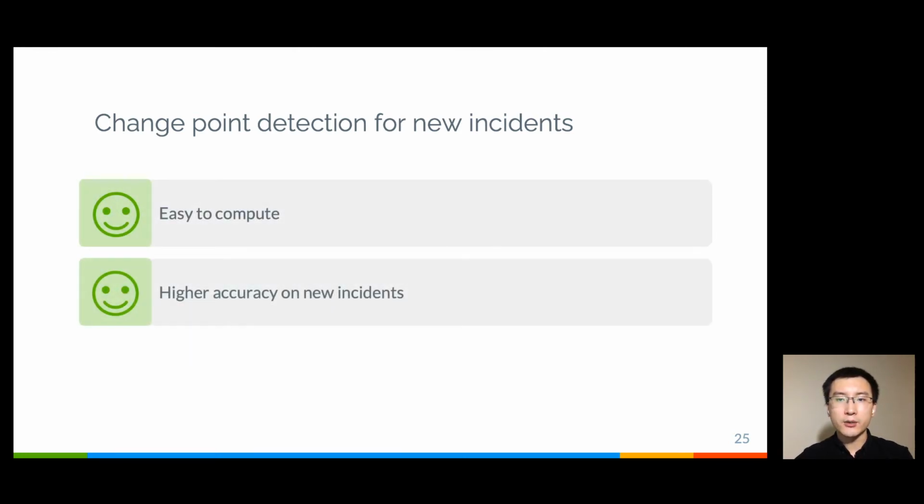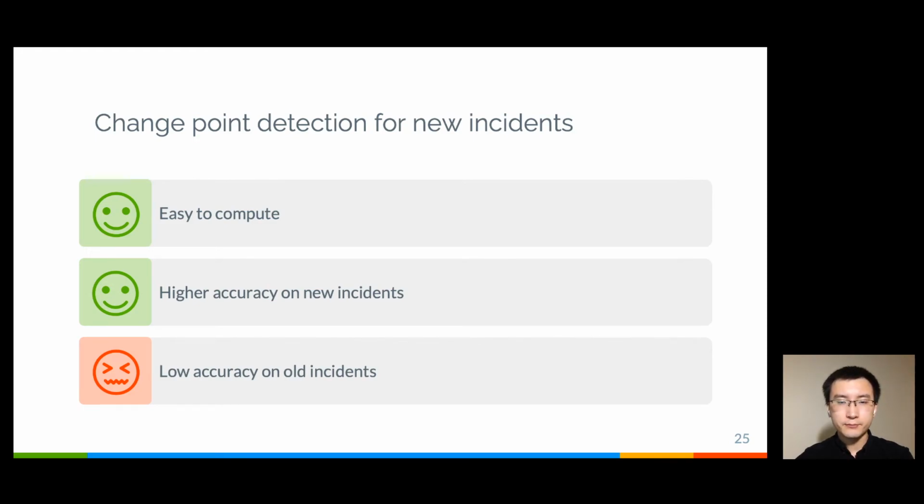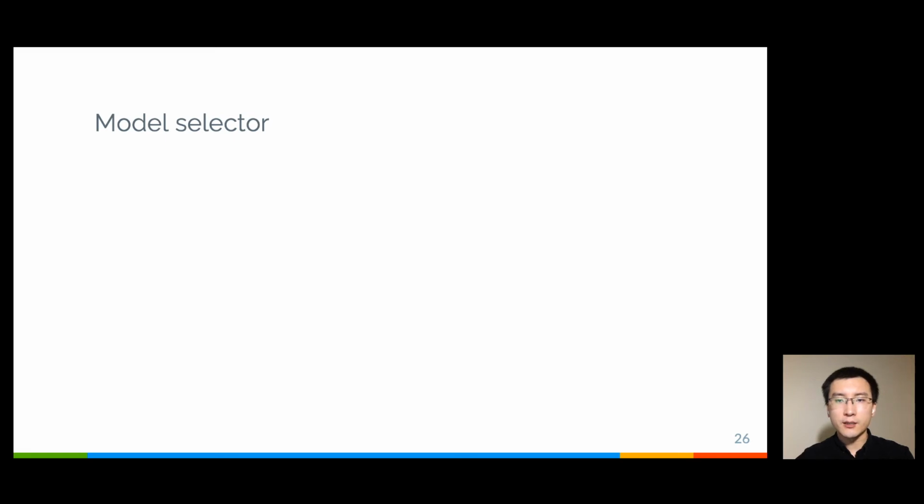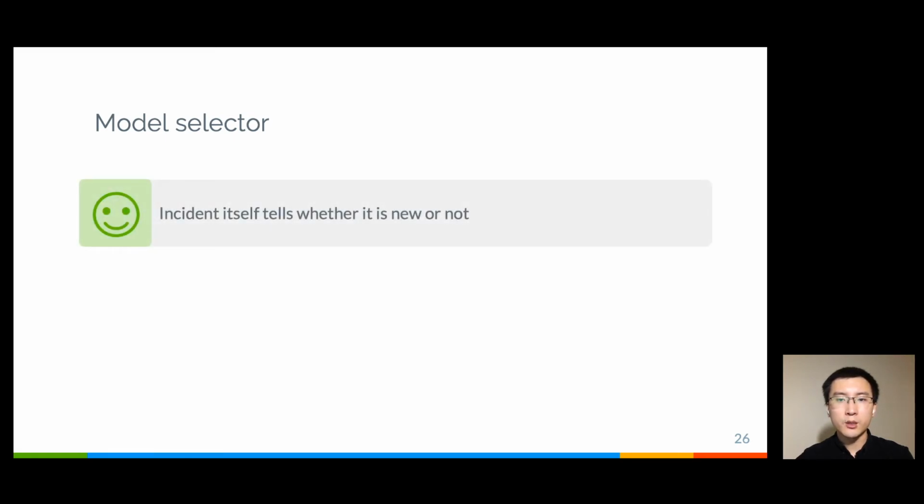It has higher accuracy on new or rare incidents compared with the random forest algorithm, but unsurprisingly, it has lower accuracy on old incidents. So how to merge these two algorithms together? How to choose which model to use? As we said previously, if the incident is recurring or common, then the random forest algorithm has high accuracy. So again, this can be formalized as a training algorithm. We can let the incident itself tell us whether it is a new or old incident.